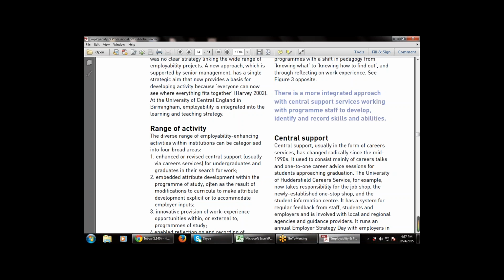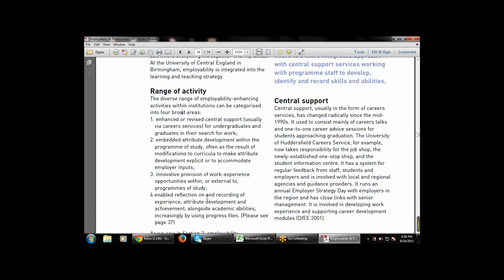And next is the innovative provision of work experience opportunities within or external to the program of study. Then next is enabling reflection on and recording of the experience, attribute development and achievement alongside the academic ability, using progress files.